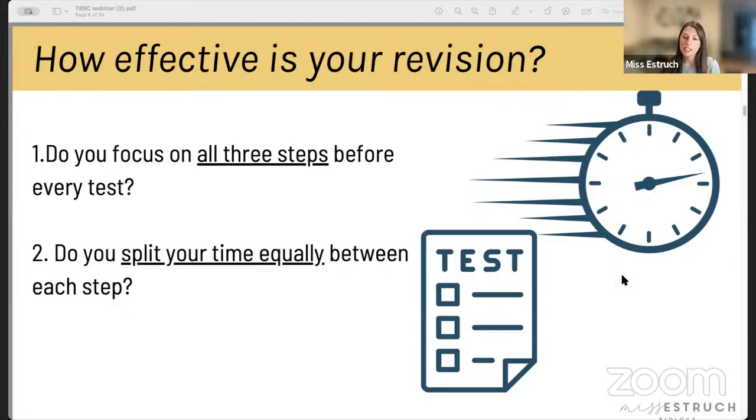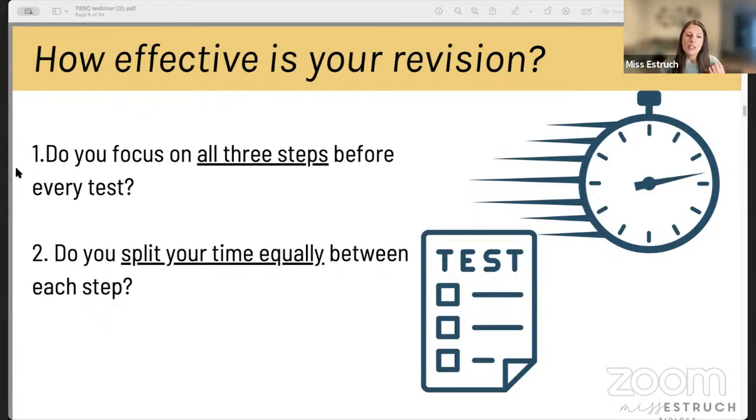Some of you said you do the understanding and then you jump straight to the questions. Some of you say you spend way too long on the understanding, then you run out of time and don't actually get onto trying to remember and then doing the exam technique. Let's see. Some of you are picking out some topics that you really find hard to understand. Okay, so we've got a mix there, but a lot of you have either said you don't do all 3 steps to revise for every test, or you aren't splitting it equally.